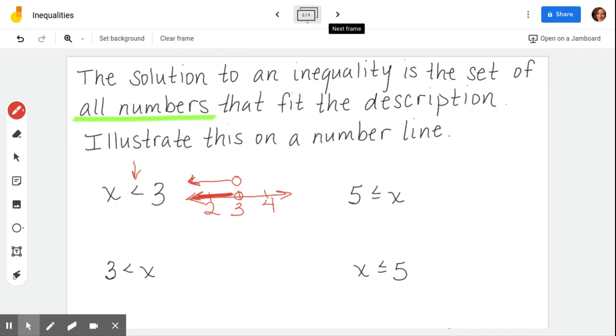Check a number that you passed through and make sure it works. So I passed through a 2. If I put that in, it would say 2 is less than 3. That's true, so I know I shaded the right way.